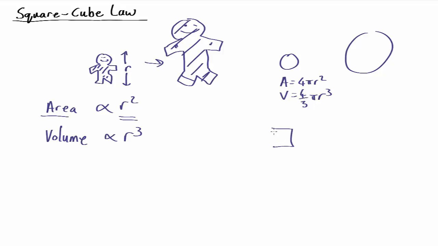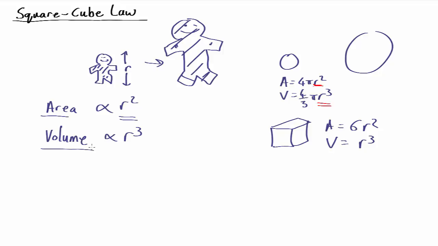For a cube, area equals 6r squared, volume is r cubed. So there are going to be different constants out the front, but in any case, any sort of geometry, area is going to be proportional to r squared, whereas volume is going to be proportional to r cubed.